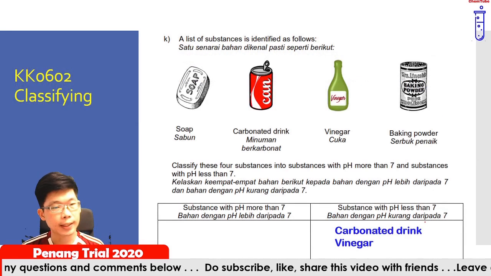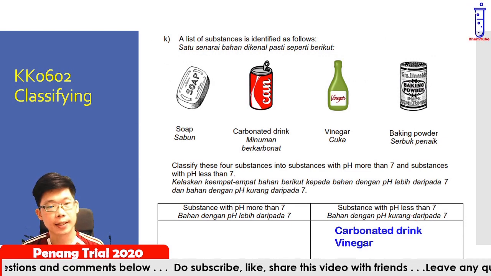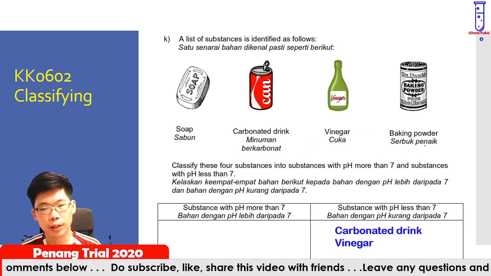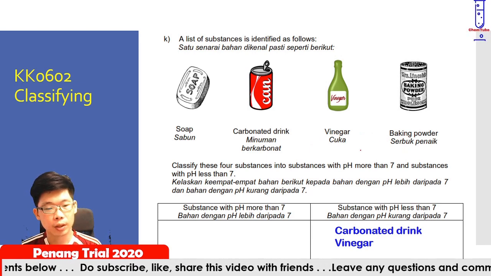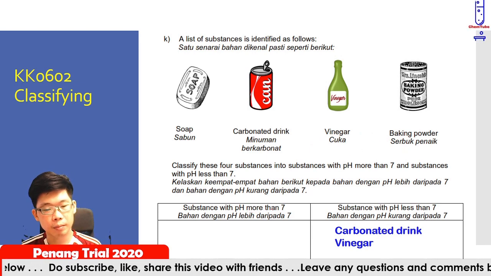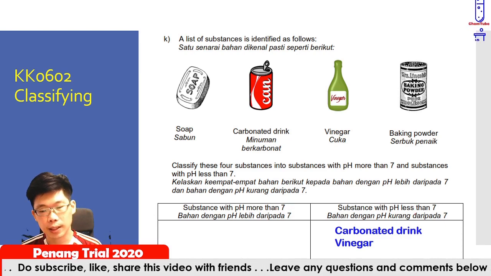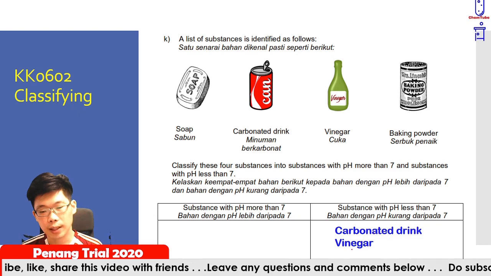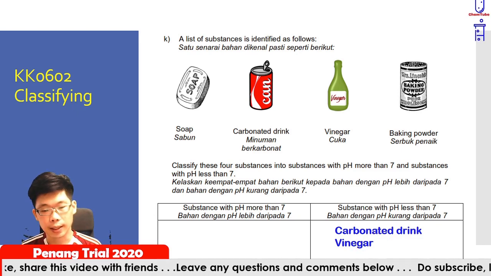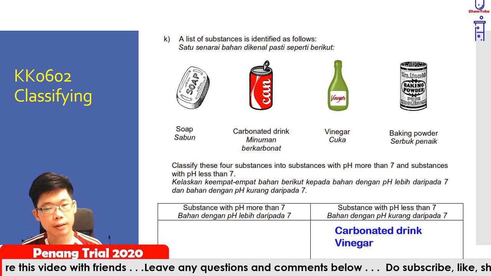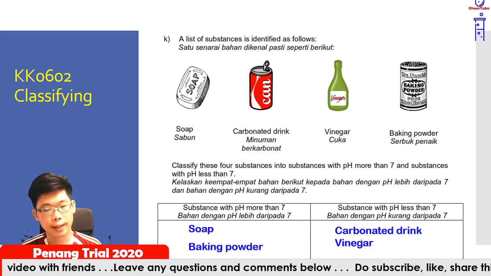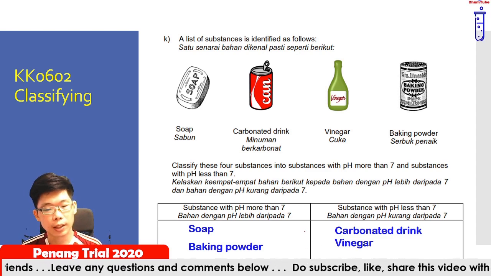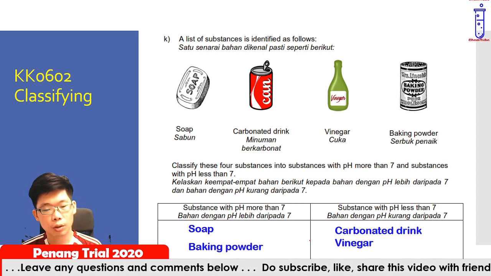Okay, then finally, a list of the substances identified below: salt, carbonated drinks, vinegar, baking soda, baking powder. Substances with pH more than 7 are alkaline. Carbonated drinks and vinegar are acidic, so we put them under less than 7. The other 2, more than 7, will be salt and baking powder. If totally reversed, it will be score 1.